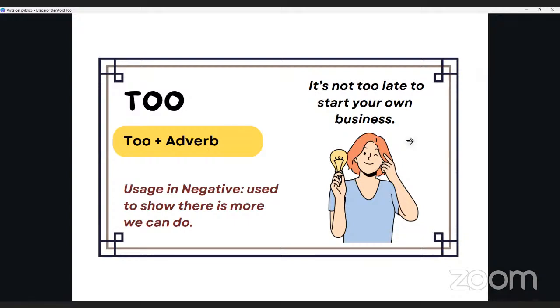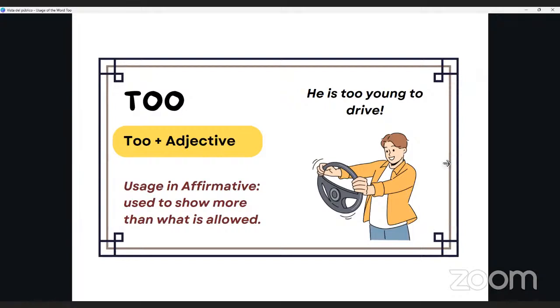Slight little idioms, slight little phrases, common phrases. So that's the most amount of times that we'll see the too plus the adverb using the negative. It's not really a negative. It shows that there is more we can do. So thank you, Emily. Livni, could you help me with this one? Yes. Too plus adjective. You say in affirmative is to show more than what is allowed. He is too young to drive. Very, very good. Thank you, Livni.